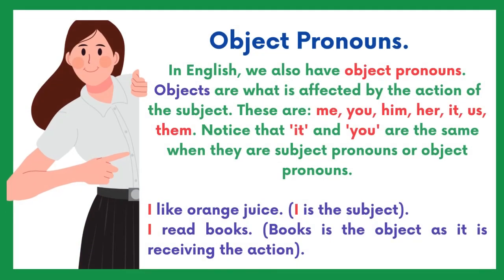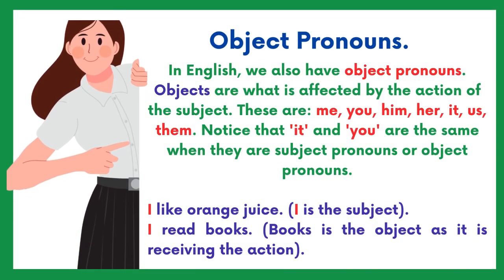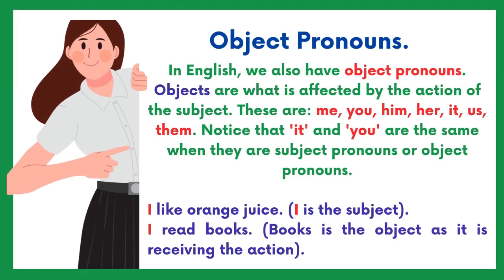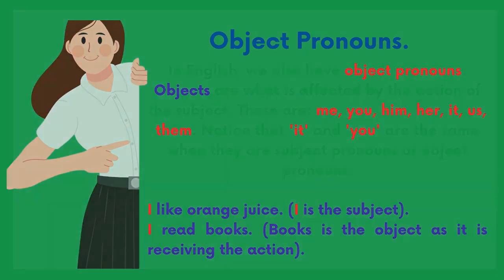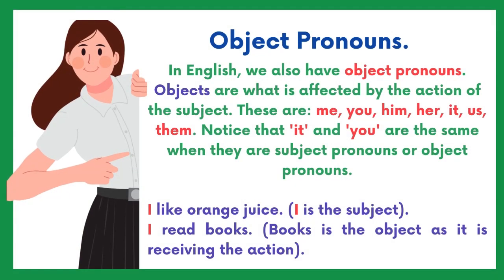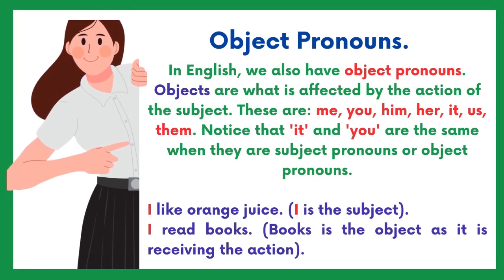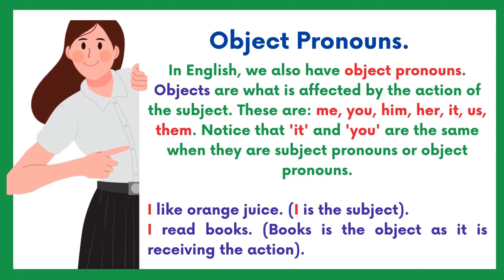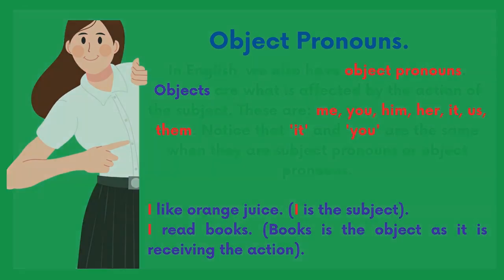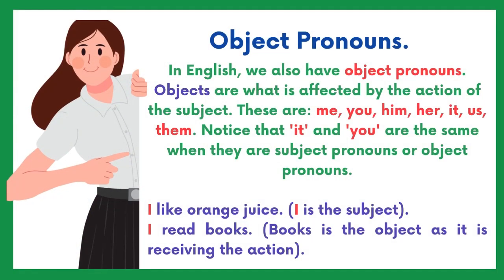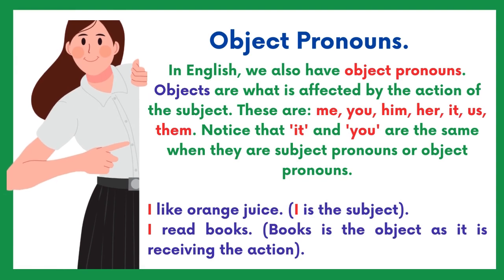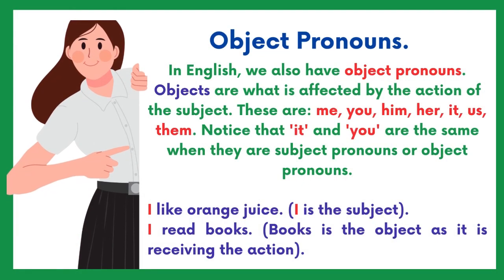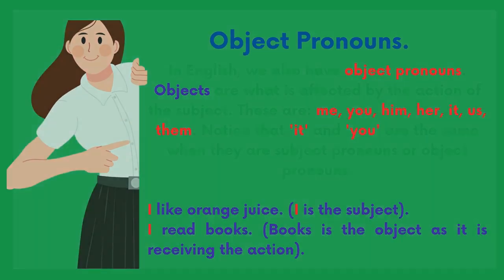Object pronouns. In English, we also have object pronouns. Objects are what is affected by the action of the subject. These are me, you, him, her, it, us, them. Notice that it and you are the same when they are subject pronouns or object pronouns. I like orange juice. I is the subject. I read books. Books is the object as it is receiving the action.